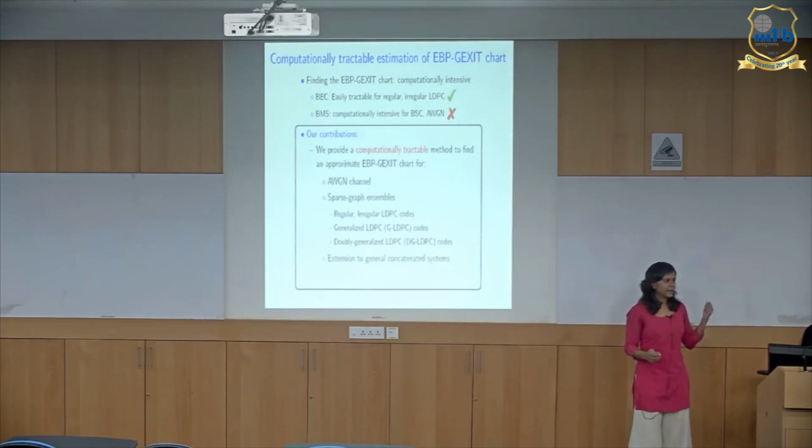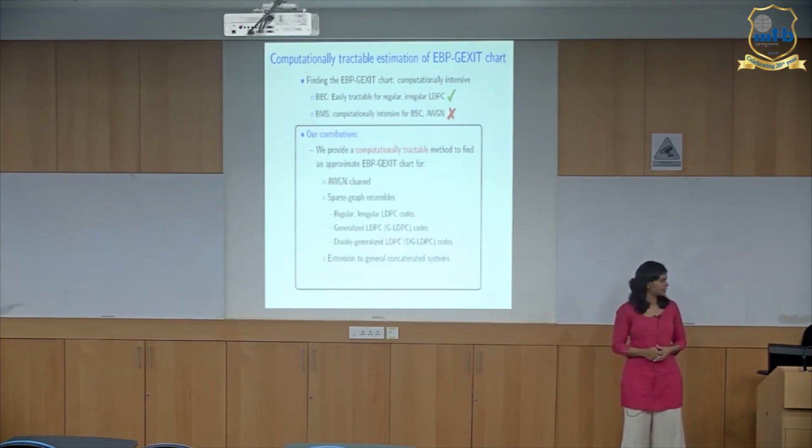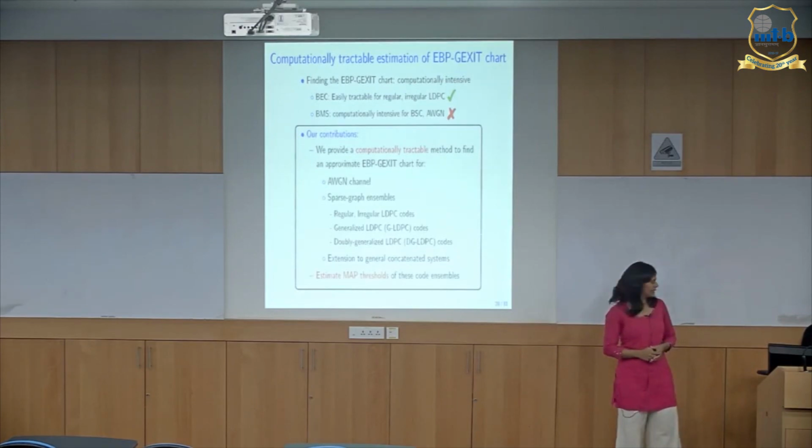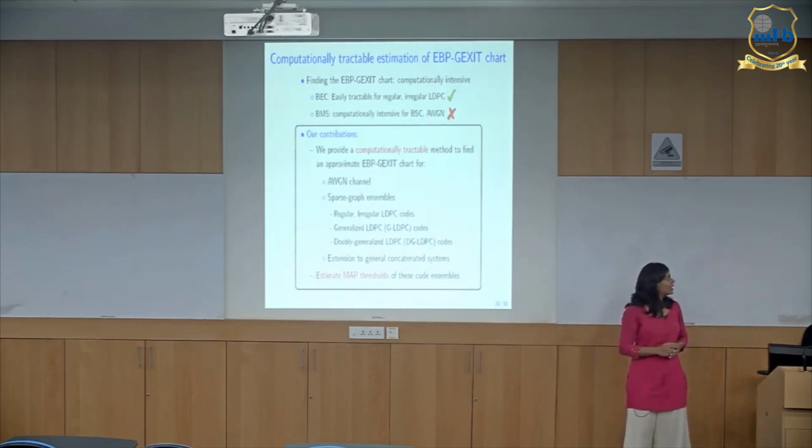And then recently I am also extending this method to any general concatenated system, such as turbo codes or systems where the modulation and coding schemes are concatenated. And we estimate the MAP threshold for these families. I won't be able to go into the details of how exactly we find this approximate EBP exit chart, but this is what we do: we find the approximate version of the EBP exit chart and predict the MAP threshold.